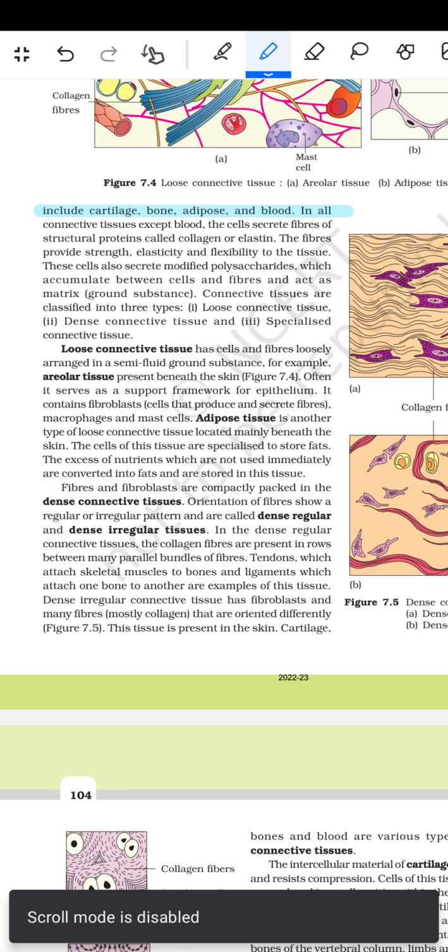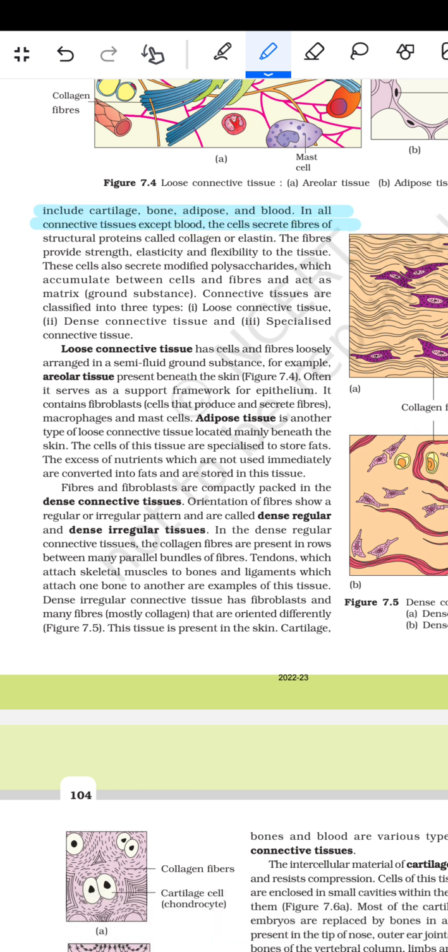In all connective tissue except blood, the cells secrete fibers of structural protein called collagen or elastin. The fibers provide strength, elasticity, and flexibility to the tissue. These cells also secrete modified polysaccharides which accumulate between the cells and the fibers and act as the matrix or ground substance. Connective tissues are classified into three types: loose connective tissue, dense connective tissue, and specialized connective tissue.